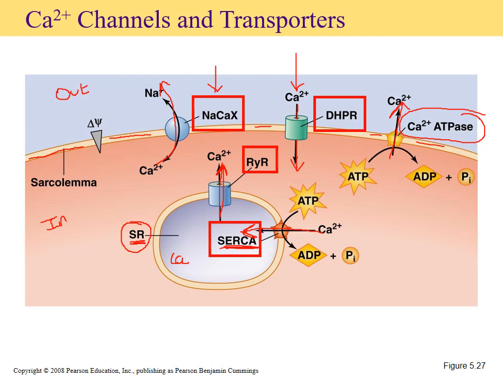All right, please make sure that for your quizzes as well as for your exam that you know the difference between your DHPR, your ryanodine receptor, your calcium ATPases, your sodium calcium exchanger, and you know exactly where they're located. Is it in the membrane? Is it in the sarcoplasmic reticulum? And is it allowing calcium to come in or is it allowing the calcium to exit the myocyte?